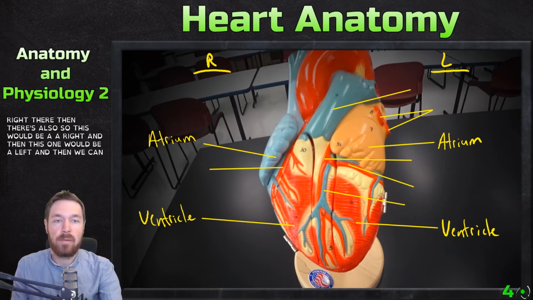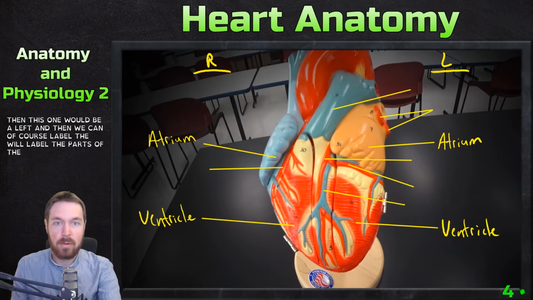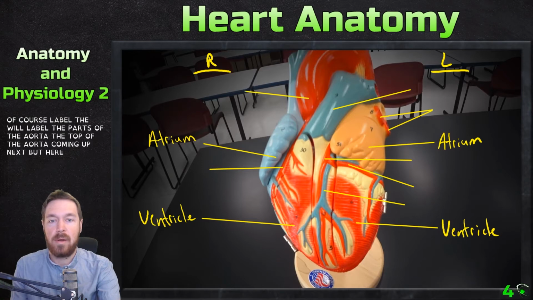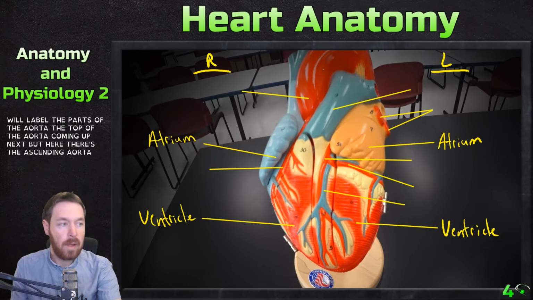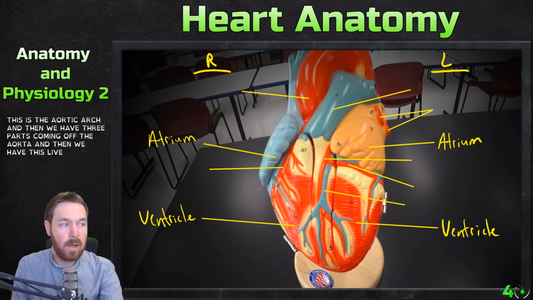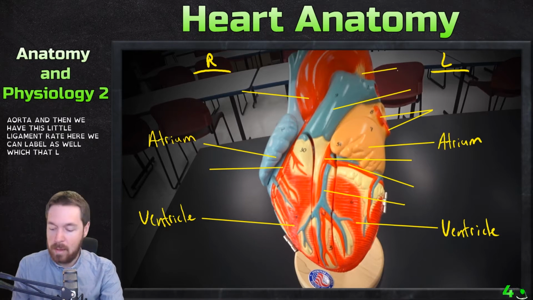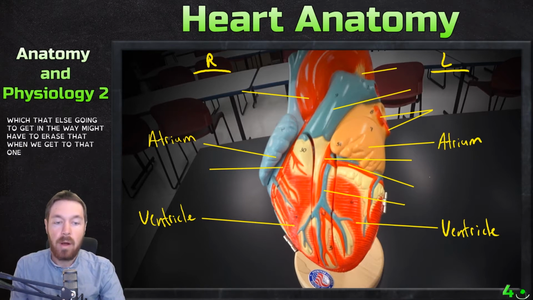And then, of course, we'll label the parts of the aorta. We can label the top of the aorta coming up next, but here, there's the ascending aorta. This is the aortic arch, and then we have three parts coming off the aorta. Oh, and then we have this little ligament right here we can label as well, which that L is going to get in the way of. Might have to erase that when we get to that one. All right, now let's fill in these parts right here.